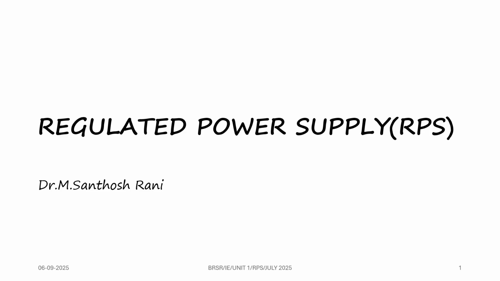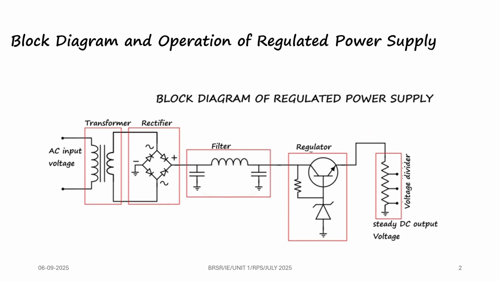In this lecture, we are going to learn about regulated power supplies, generally referred to as RPS. The block diagram of a regulated power supply is shown in this picture. A regulated power supply is an electronic circuit which produces a steady DC output voltage at the load terminals from a fixed value of AC input voltage. Irrespective of the changes in the load values, the output remains as a steady DC voltage.